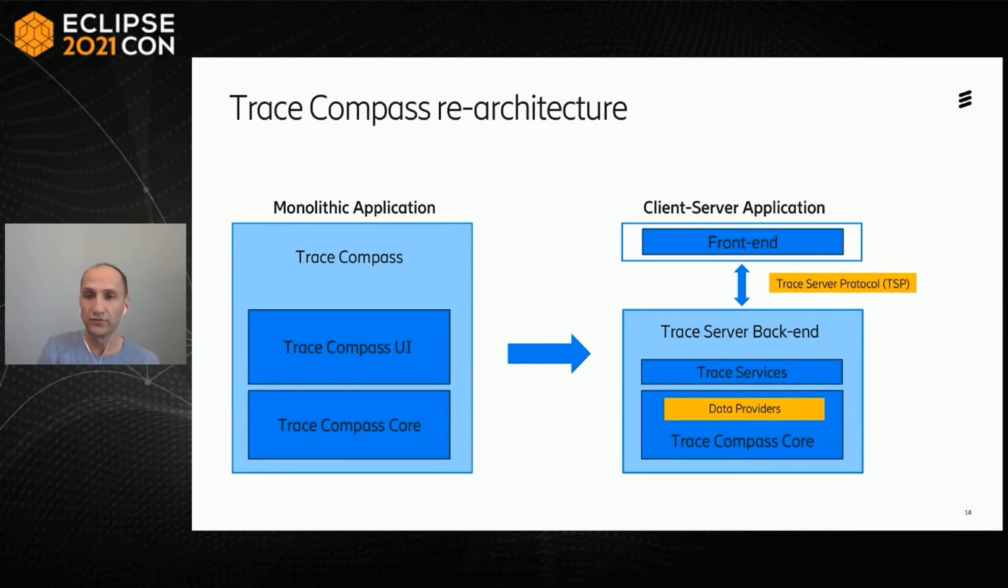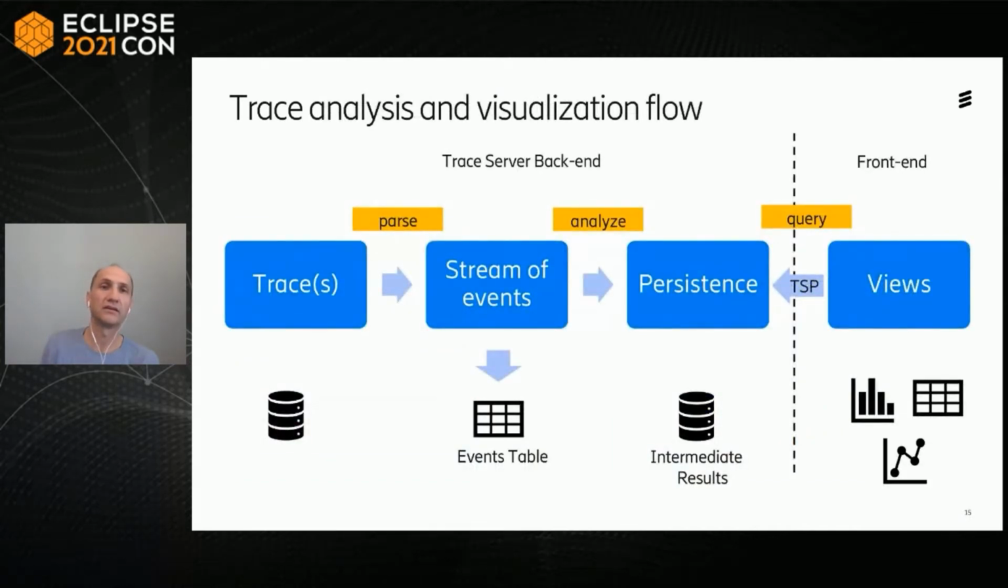To exchange the data from a client to the server, we defined a trace server protocol, which gives the information in a standardized way to get the data from the front end to the back end. Looking at the trace analysis workflow, it's very similar as before. So the trace server backend takes care of trace reading, analyzing the traces, and creating some intermediate storage and information. But on the front end side, it's separated. It's a different process, a different application, and it's querying the information over TSP.